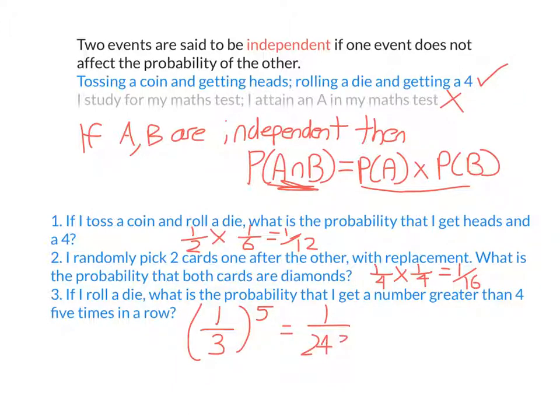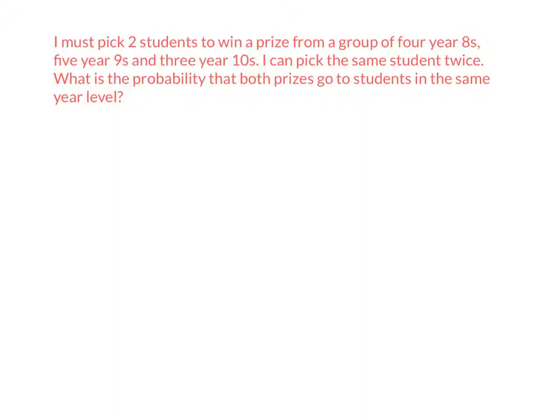Okay, now we're just going to do a couple of examples that involve both independent and mutually exclusive events. Let's look at this question here. I must pick 2 students to win a prize out of a group containing 4 Year 8s, 5 Year 9s, and 3 Year 10s. So I can pick the same student twice. The same student can win both prizes. What's the probability both prizes go to students in the same year levels?